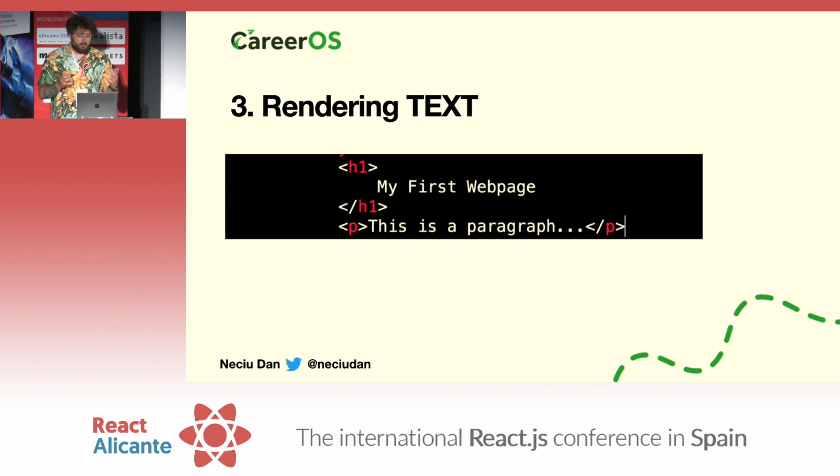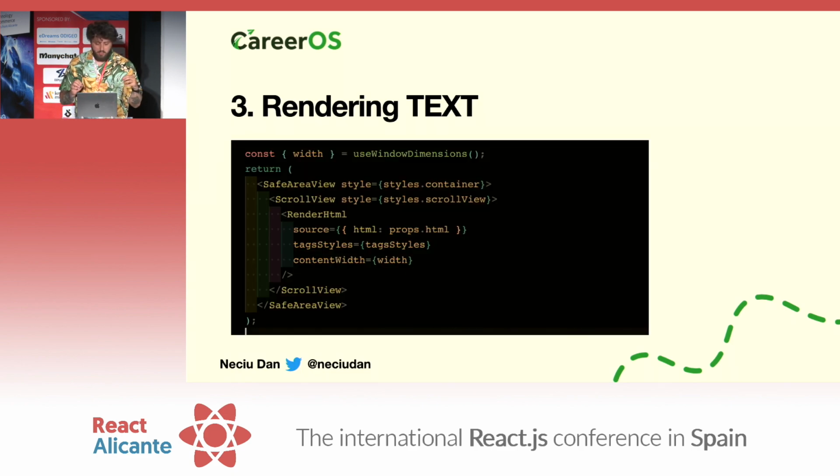So when you need to add content inside your application, you have to use a package called render HTML. So you get the elements from the backend, you save them as a string, and you put it inside of this component, and the library will take care of the rest. It also has a prop to inject your fonts, in case you use custom fonts. It also has a prop called tag styles, so you can actually style the content as you want for your application.